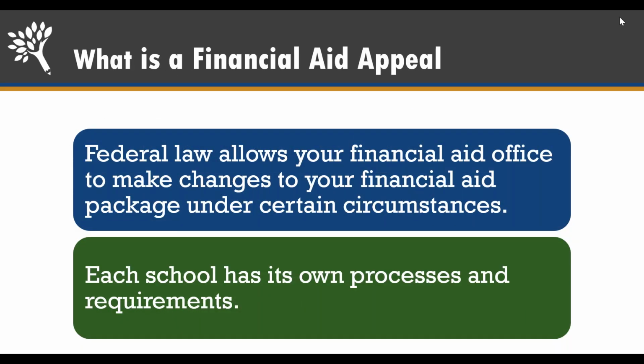So first, we want to make sure you understand that a financial aid appeal allows the financial aid office to change your financial aid circumstances based upon information that you provide. It's a federal law that allows them to do this. Each school has their own process on how to assess these changes, and they have their own requirements. So if you have applied to multiple schools and your financial situation has changed, you're going to want to make sure you connect with the schools that you applied to if you haven't committed to one of them.